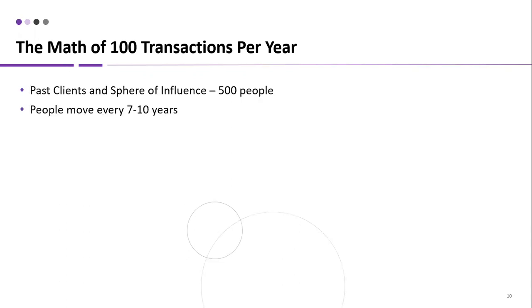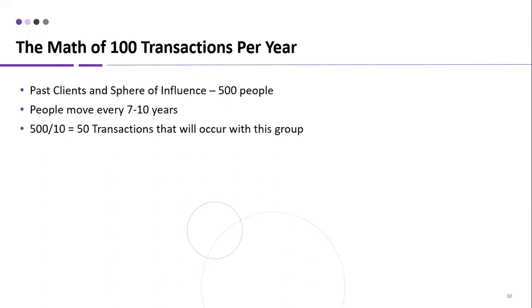If that's the case, the statistic in the industry is that people move every 7 to 10 years. So if people move every 7 to 10 years, the math of that is that 1/10 of your database is going to be moving in the next 12 months. So if you had a list of 500 people and you stayed in contact with them, 1/10 of those people are going to be moving or selling within the next 12 months. That would be 50 transactions that are going to occur within that group.